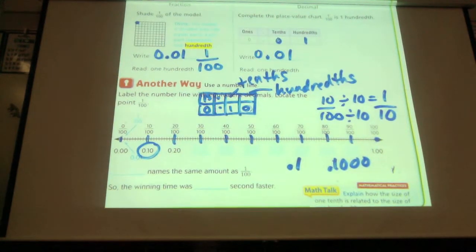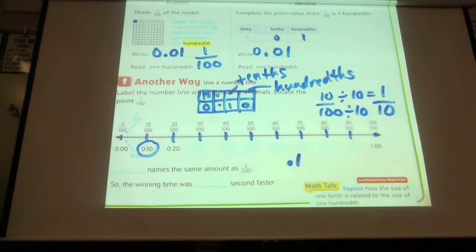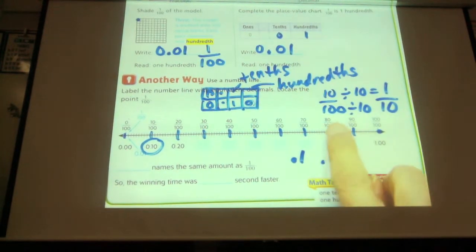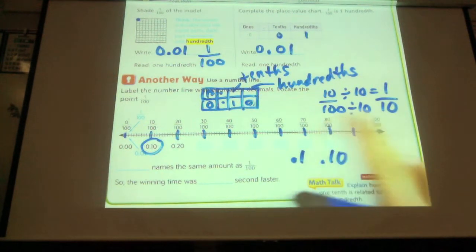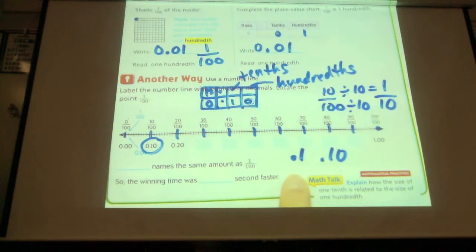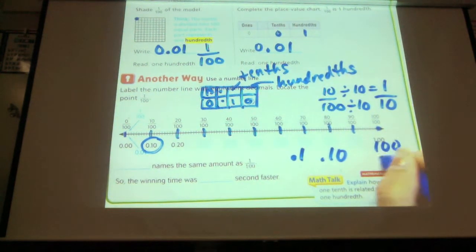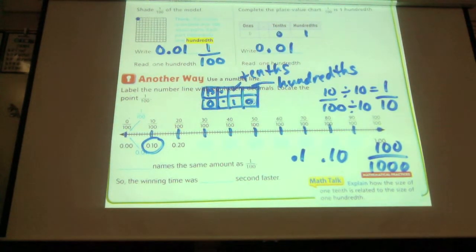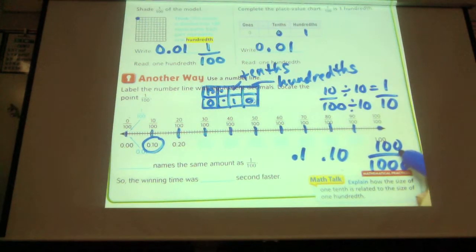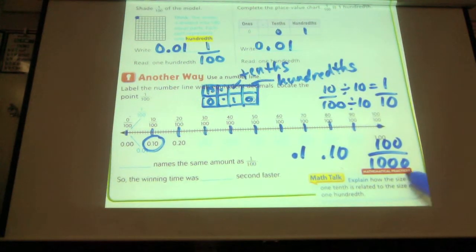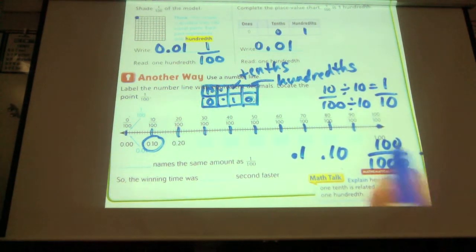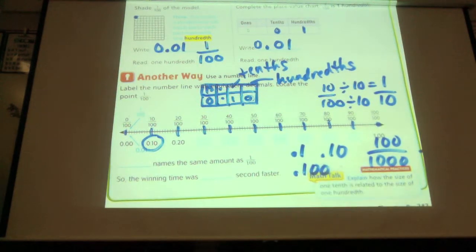Okay, let's go back to y. Okay, so we already know that this equals this because we did it right here. 10 100ths and 1/10. 1/10, 10 100ths. Okay, what if I did 100 1,000ths? Do you think it's still the same? Yes, it is, because I can divide this by 100 and I get 1, and I can divide this by 100 and I get 10. It's still 1/10. And what this looks like in a decimal is this.